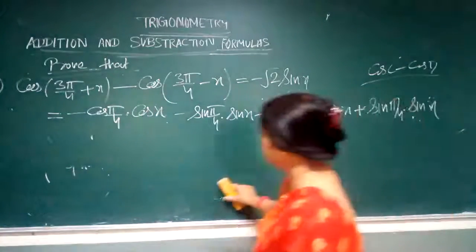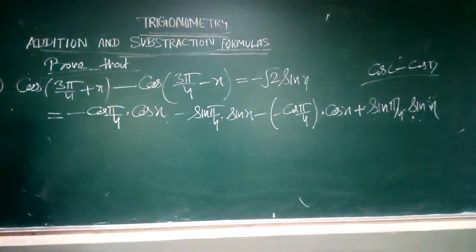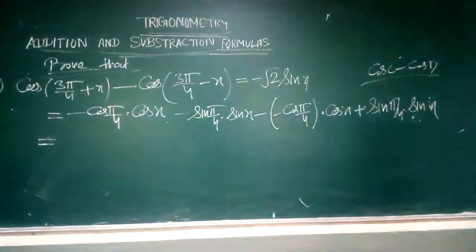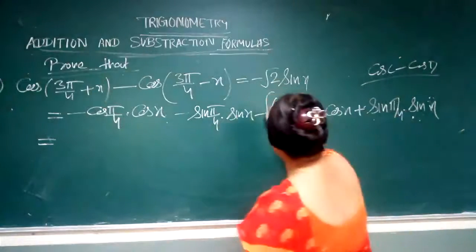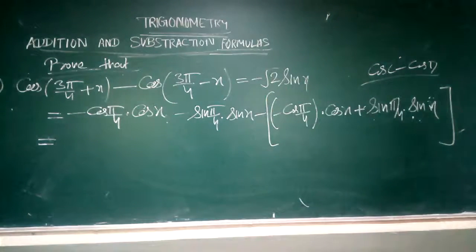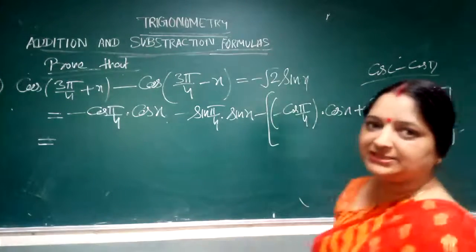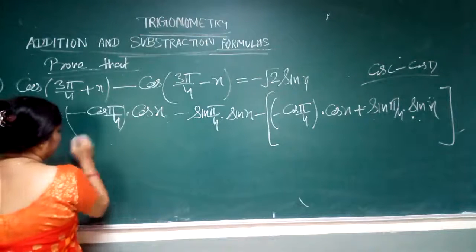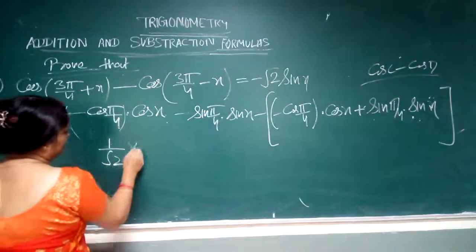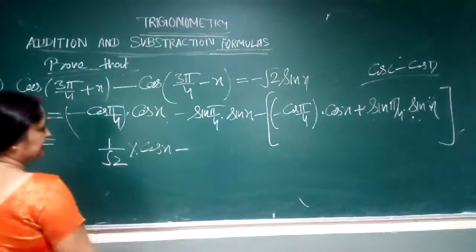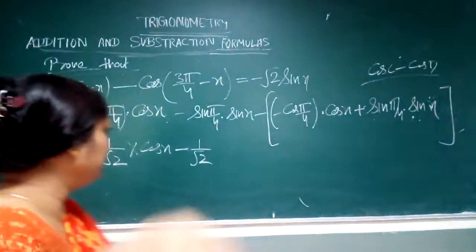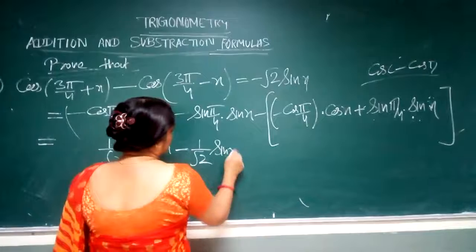After that you can see here, what is the value of cos pi by 4? Now you know that this term, minus is already here, minus is there. Now after that you know that cos of minus theta is cos theta, so it will come positive, so cos pi by 4. What is pi by 4? That is 1 by root 2 into cos x minus 1 by root 2. Sin pi by 4 is 1 by root 2, so 1 by root 2 into sin x.